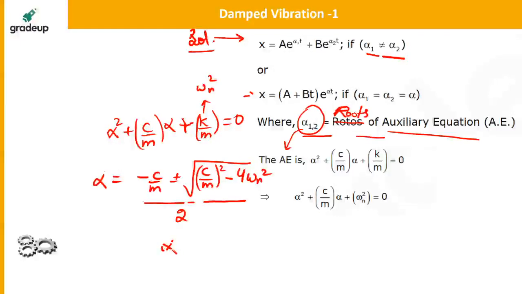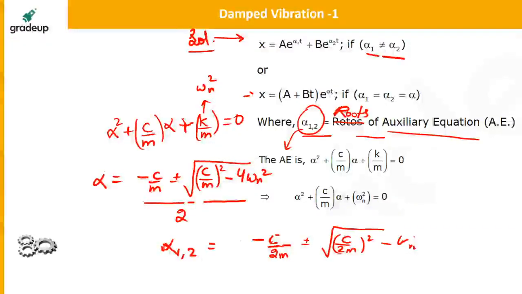Sir, does the C by M ratio have any specific name? Yes, we have a specific name. I'll be telling you, it's basically your degree of dampness. I'll be telling you what is degree of dampness. So alpha 1 and 2 is equal to minus c by 2m plus minus under root c by 2m whole square minus omega n square.